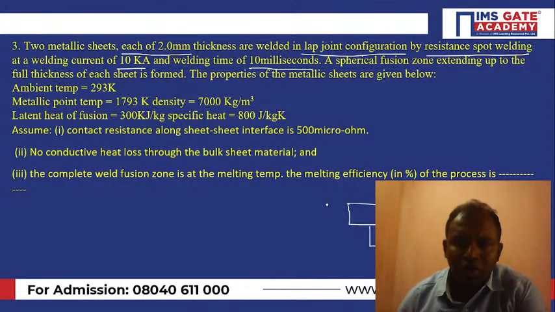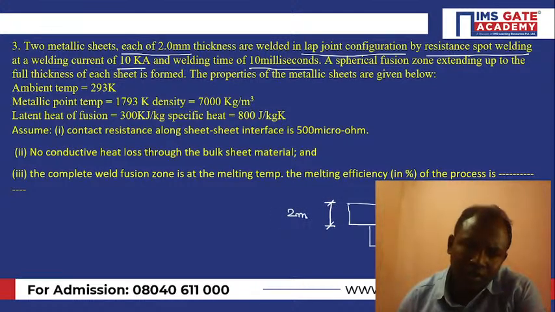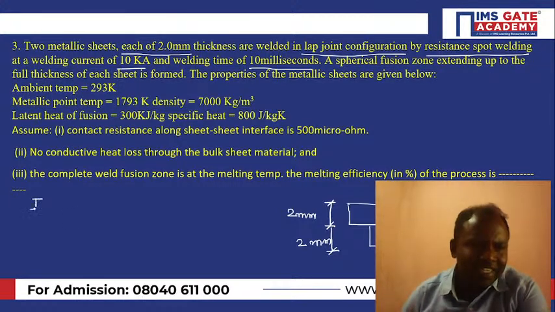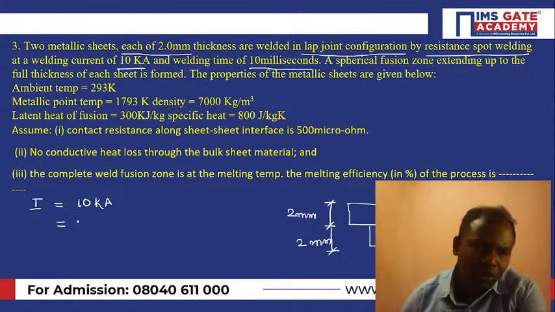Okay, so now this is a 2 mm thickness sheet, and this is also a 2 mm thickness sheet. The two sheets are in lap joint configuration, resistance spot welded. A welding current is given: the welding current is 10 kilo ampere, that is 10,000 amperes.